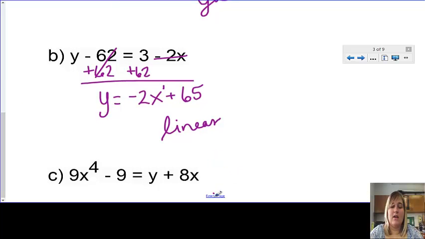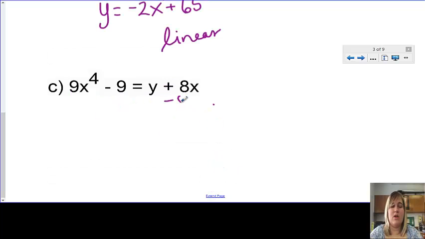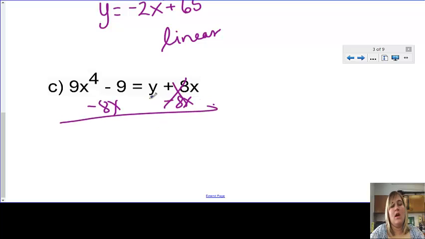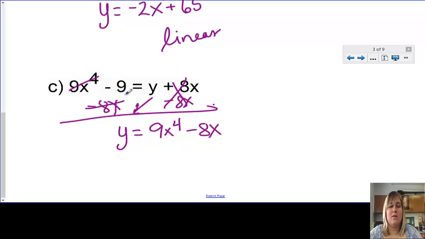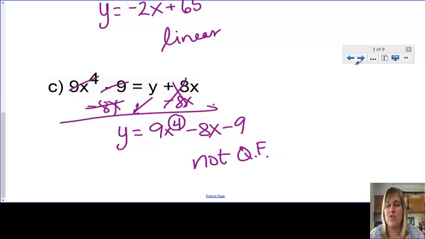On C, again, I want to get y by itself. So I'm going to subtract 8x from both sides. It doesn't have a like term over here, so those will cancel. I'm going to switch sides. So I'm going to have y equals, and on this side I'm going to take the largest degree first. This one is 9x to the 4th. So I have 9x to the 4th, then minus that 8x, minus 9. Does it have a degree of 2? No, it has a degree of 4. So this one is not a quadratic function.